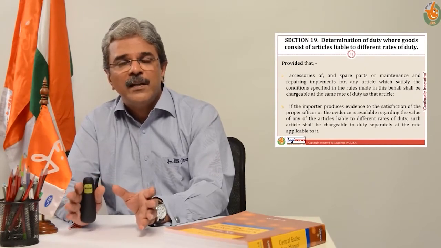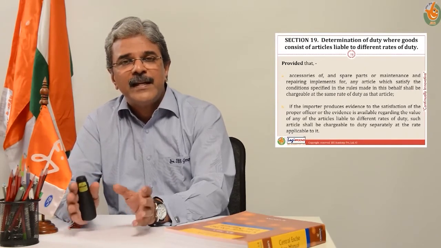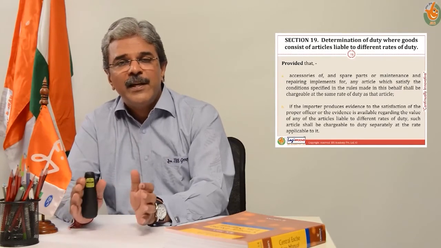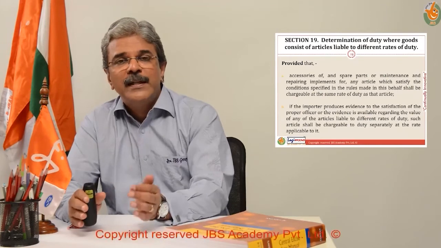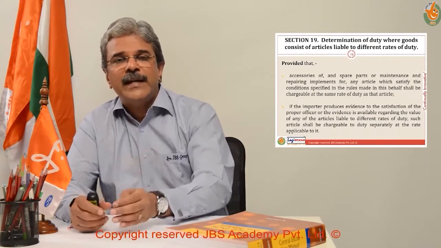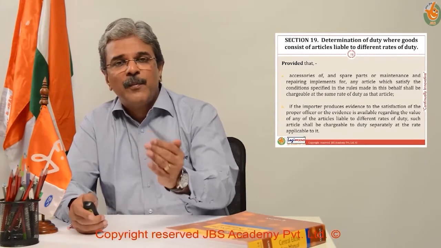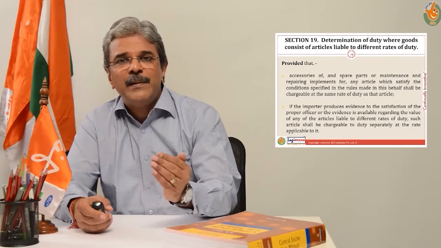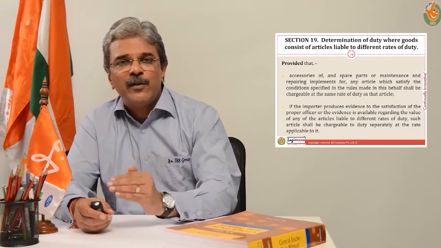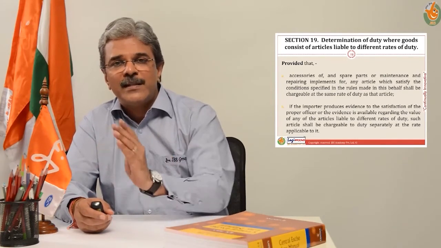Another portion of Section 19 is that even within a set, if the importer can produce to the satisfaction of the proper officer different values of each item in a set, and the proper officer is satisfied as to the correctness of those separate values, then each item shall be charged to a different rate of duty as per their relevant classifications.